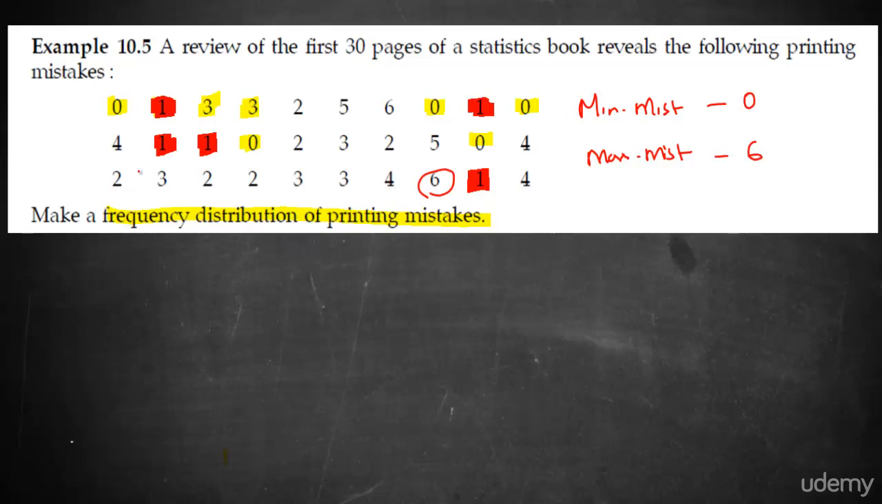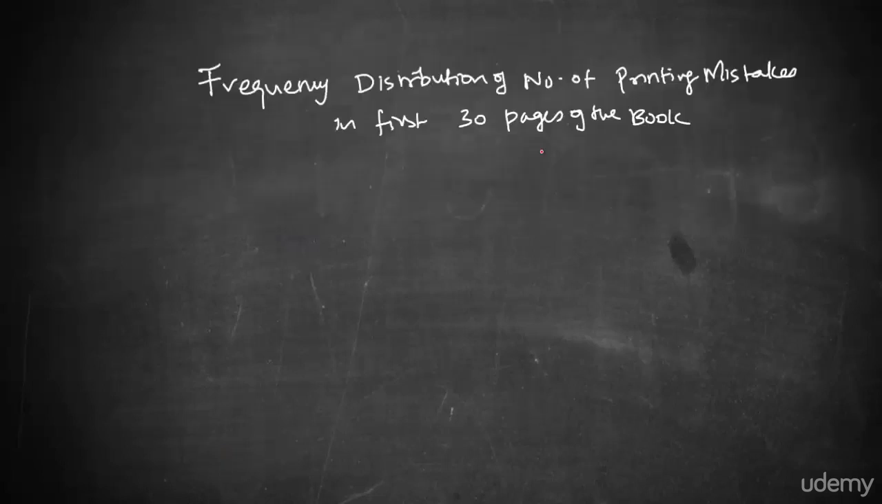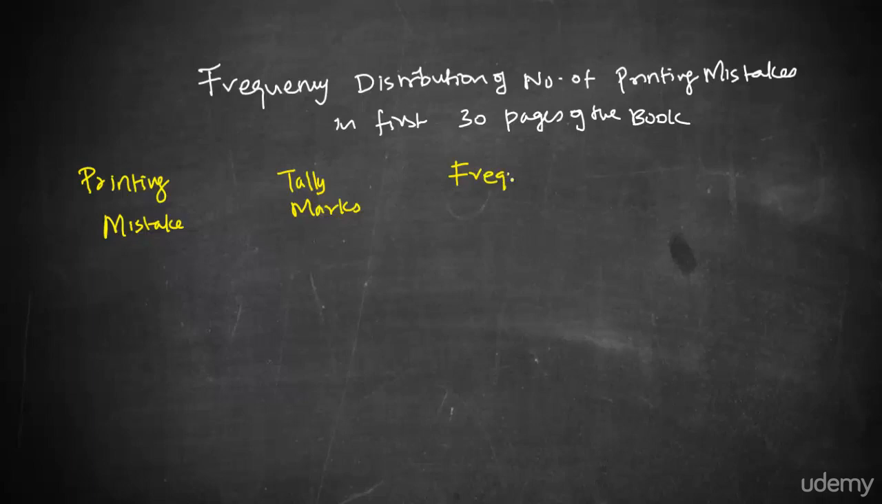First let's start with 0. If you notice, 0 mistakes you have in page 1, page 2, page 3, page 4, 5, so it should be 5. So in 5 pages you have 0 mistakes. What we'll do is write that in this table. We'll give the headings first: printing mistake number, then what are known as tally marks. Then we'll add the tally marks to make the frequency.